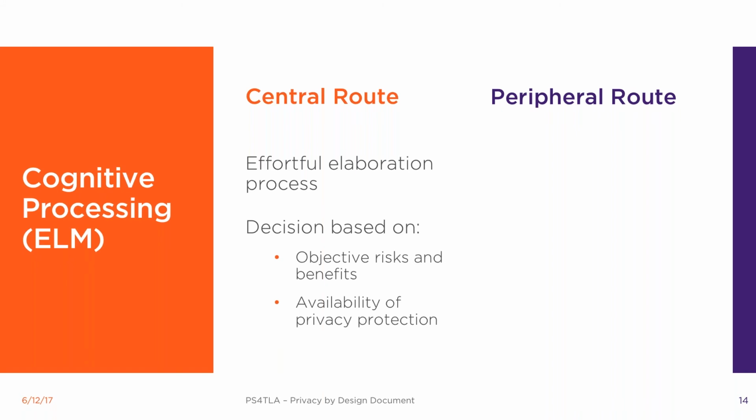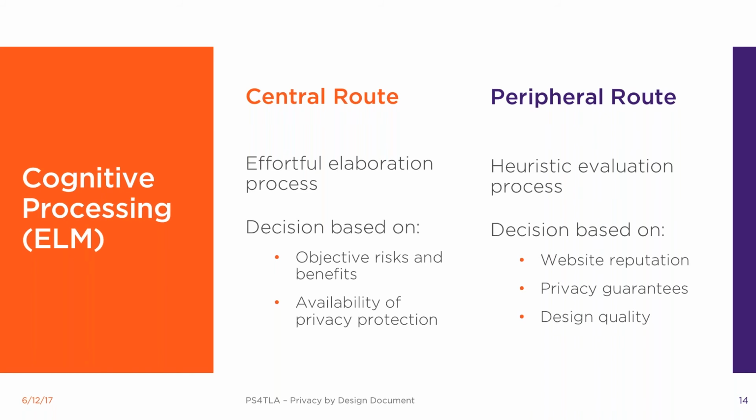However, if they're in the peripheral route, that's where these heuristic influences play an important role. So there's things like superficial aspects, like the reputation of the website, or any privacy guarantees that are given by, for instance, a trustee logo or something like that, or even the design quality of the website that can influence people's disclosure. So while in the central route you need to focus on making the system behave trustworthy, if people are using the peripheral route, it's better to have a system that looks trustworthy.